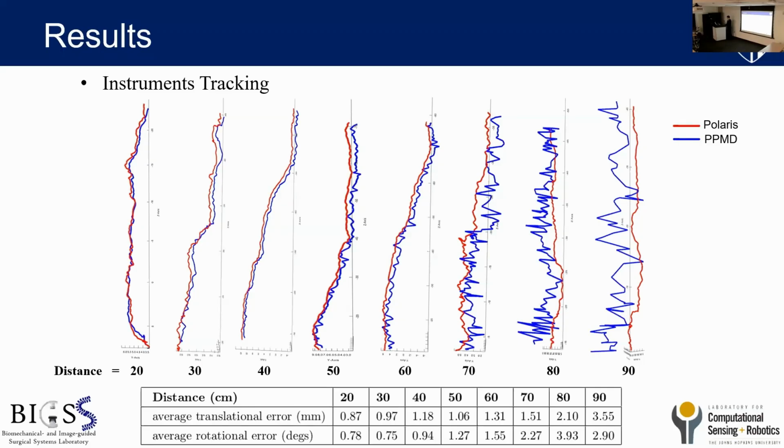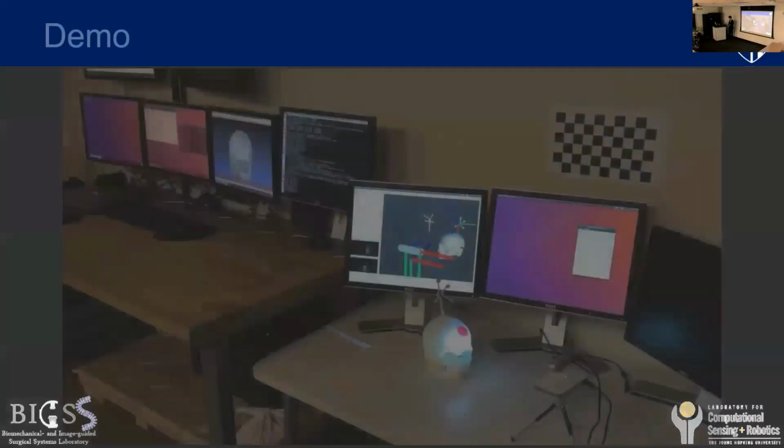As you notice, as the instrument moves further away from the camera, our tracking becomes unstable. This is due to the fact that the baseline between the stereo cameras is very short. Therefore, our device is mainly for short-range applications.